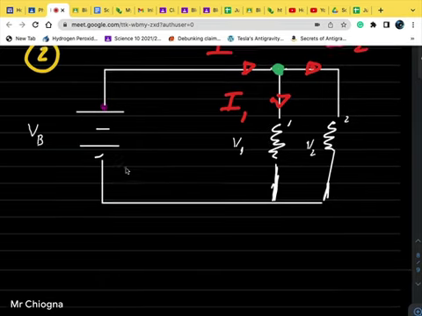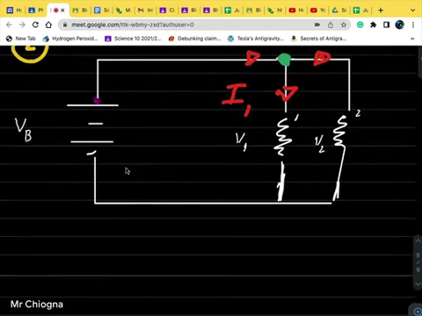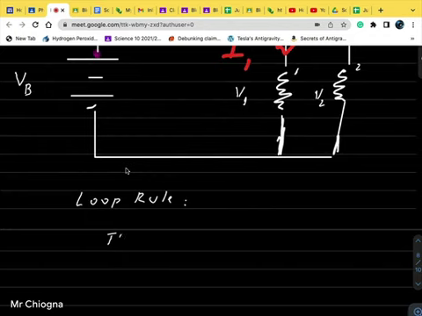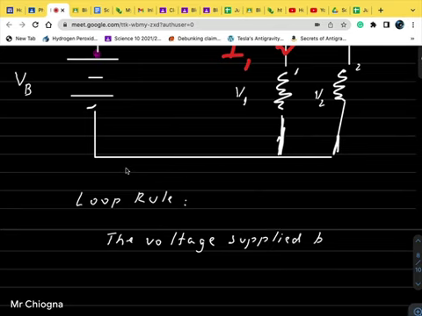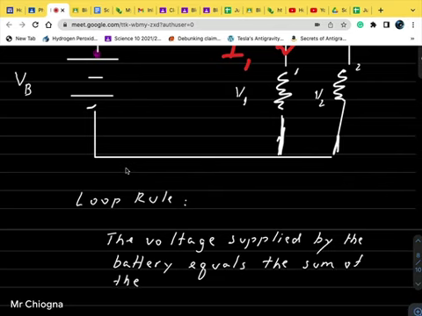Okay, so why is it important that I indicate or label these voltages? Because the loop rule, this is called the loop rule, Kirchhoff's loop rule, says the voltage supplied by the battery equals the sum of the voltage around any loop. I'll show you in the diagram what I mean by that.